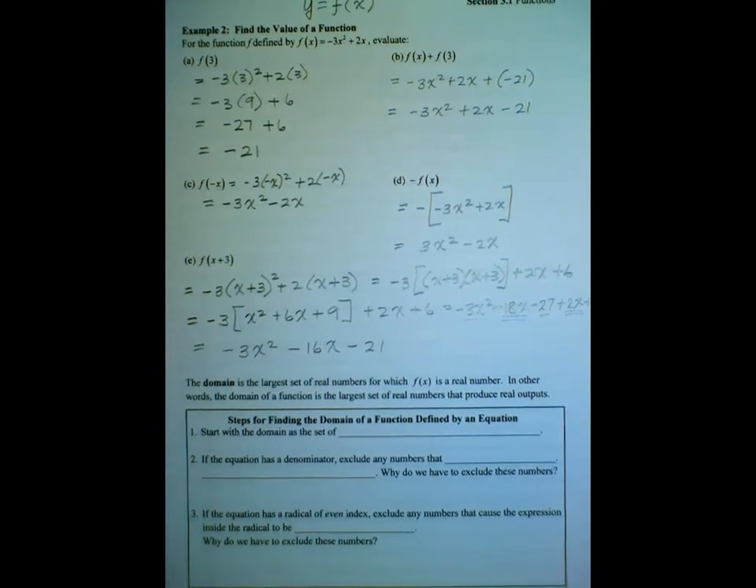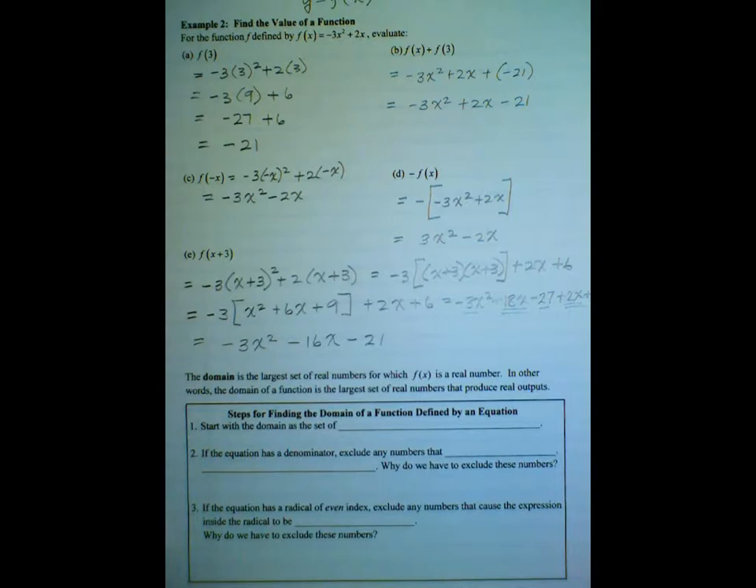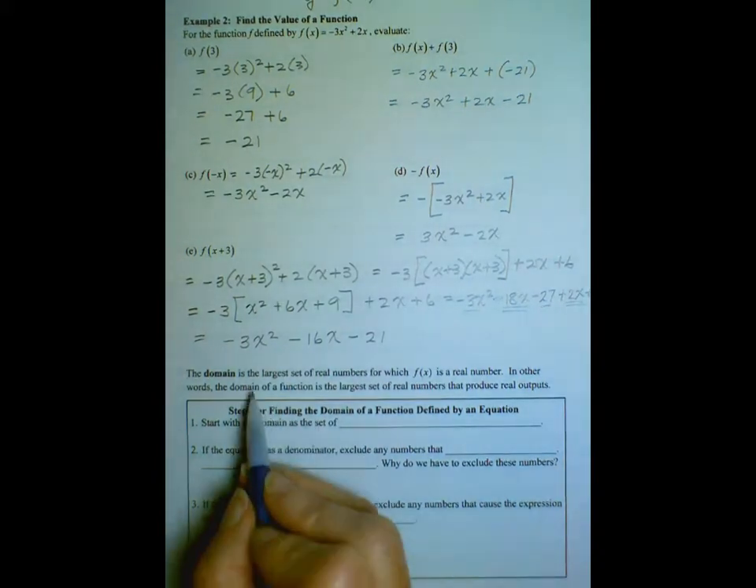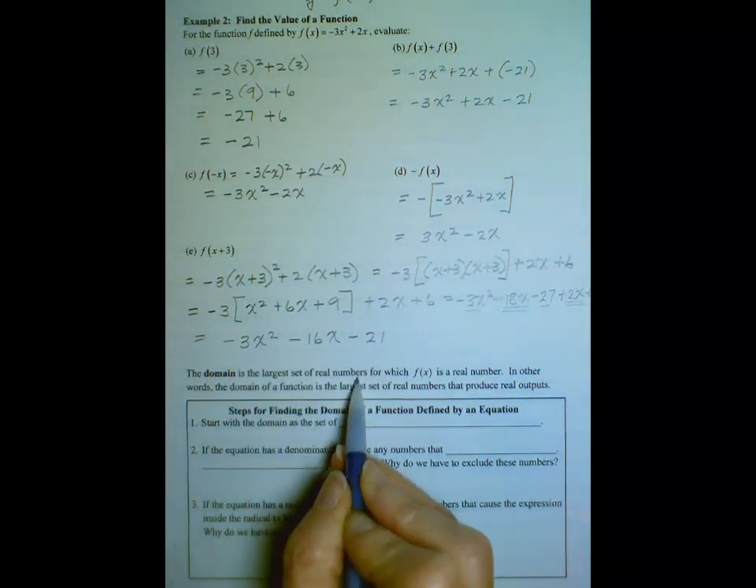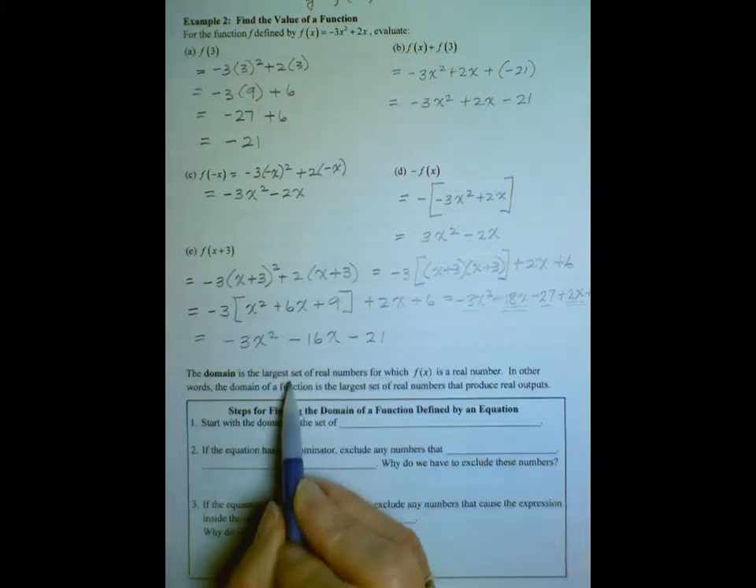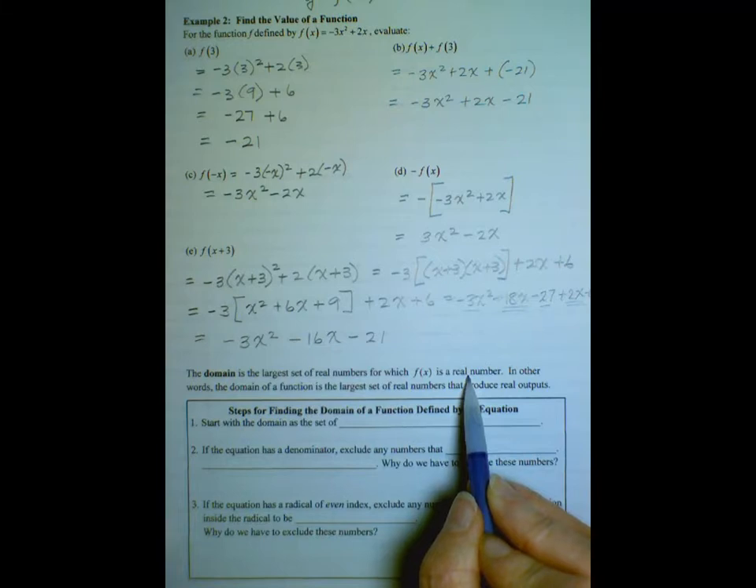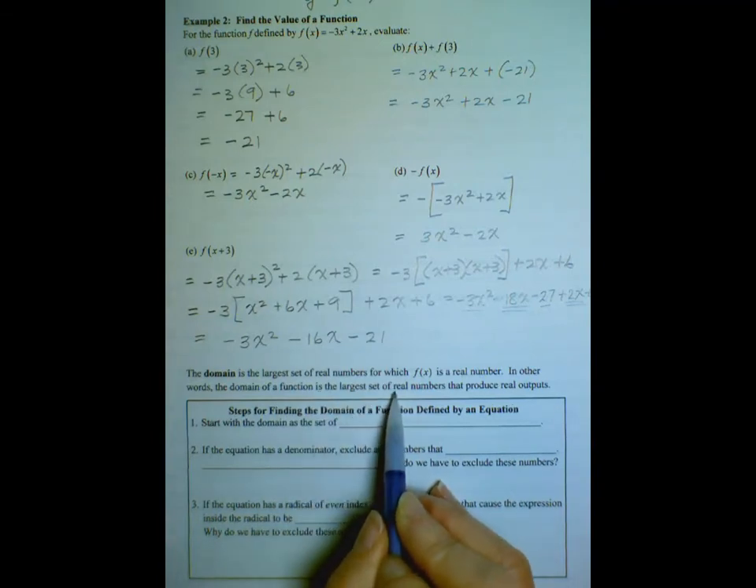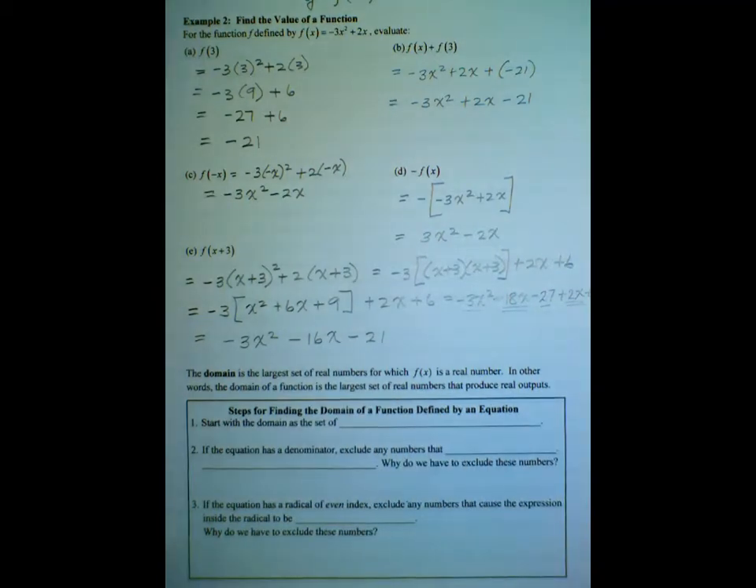All right, now let's look at the domain, a little more information on the domain of a function and how to find it, and then we'll look at some examples on how to find the domain of a function. The domain is the largest set of real numbers for which f of x is a real number. So it's all the inputs that give us real outputs. In other words, the domain of a function is the largest set of real numbers that produce real outputs.